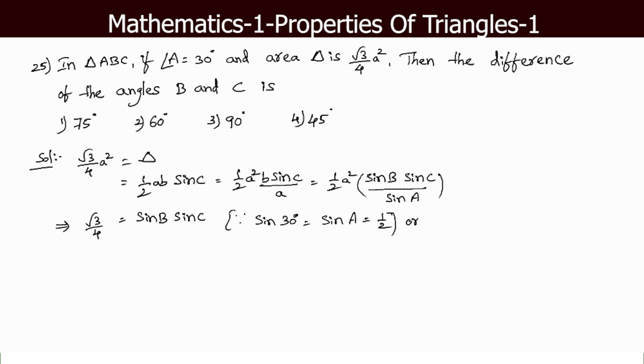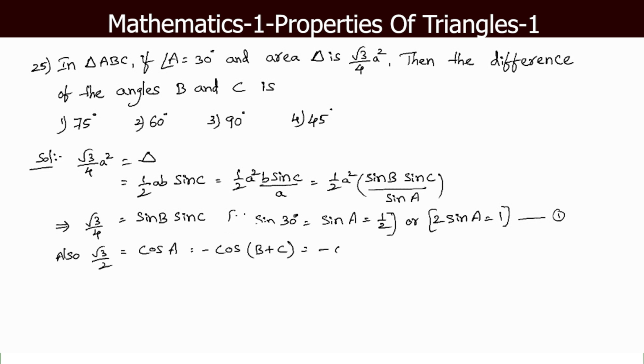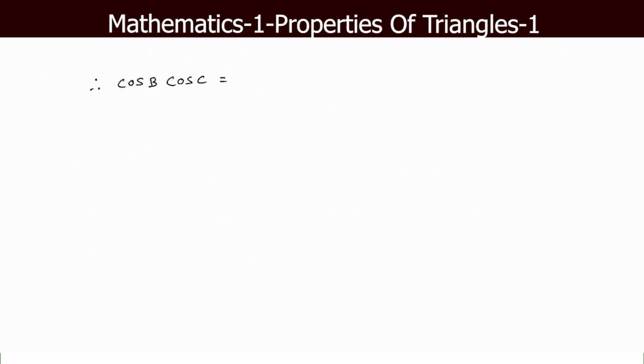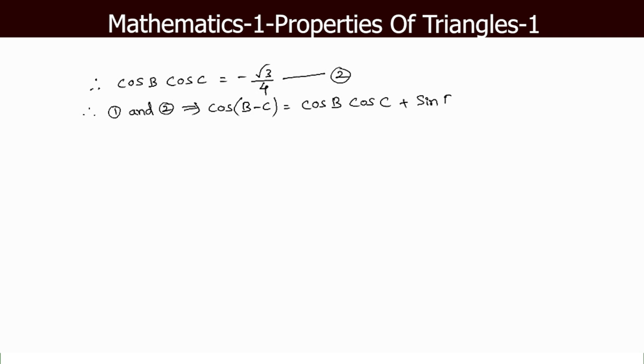So, root 3 by 4 is equal to sin B sin C, since sin 30 is equal to sin A is equal to half, or 2 sin A is equal to 1. So, root 3 by 2 is equal to cos A, which is minus of cos(B + C), which is minus cos B cos C plus sin B sin C, so sin B sin C minus cos B cos C is root 3 by 2... that is, cos B cos C is equal to minus root 3 by 4. So 1 and 2 imply cos(B − C) is equal to cos B cos C plus sin B sin C, which is minus root 3 by 4 plus root 3 by 4, which is equal to 0. So the difference of the angles |B − C| is equal to 90 degrees.